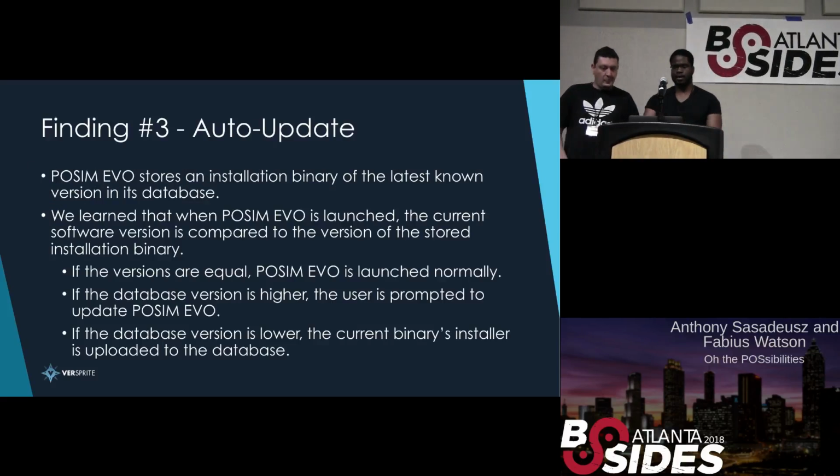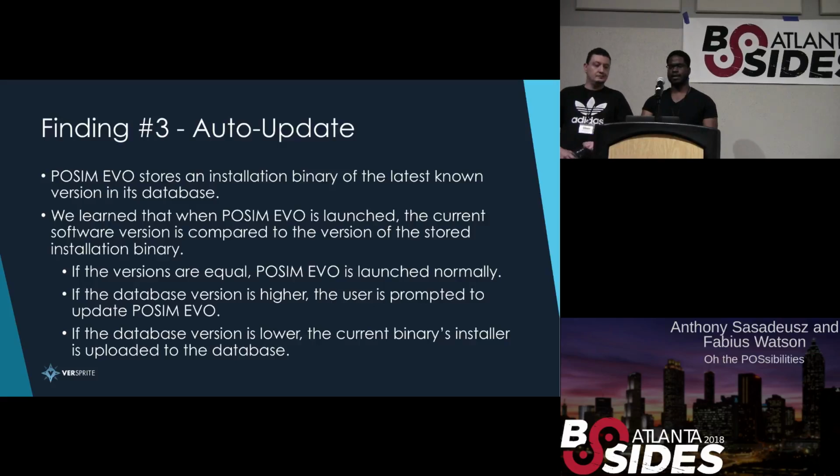So the final component of POSIM that we want to talk about is something regarding the auto update feature. POSIM stores a copy of the installation binary for itself inside of the database. Whenever POSIM is launched, it checks the version of the application that's launched against the version that's in the database. If the versions are equal, POSIM launches normally. If the database's version is higher, it'll prompt the user to update their version of POSIM to the newer version. And what's interesting is if the database's version is lower than what the user is running, it'll actually upload the user's installation binary to the database.